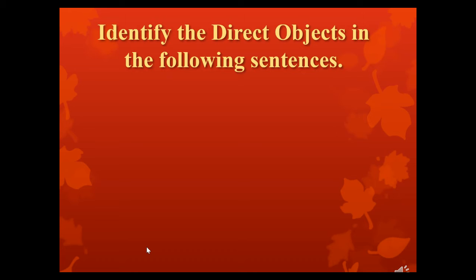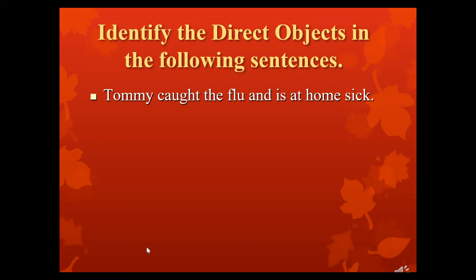So now I'm going to have you try these, and I'll be leading you through it, but make sure you understand. Tommy caught the flu and is at home sick. Find the subject and the verb, and now ask what? Subject, verb, what? So my subject and verb is Tommy caught. Tommy caught what? Flu. If you had chosen flu, you have the correct direct object.